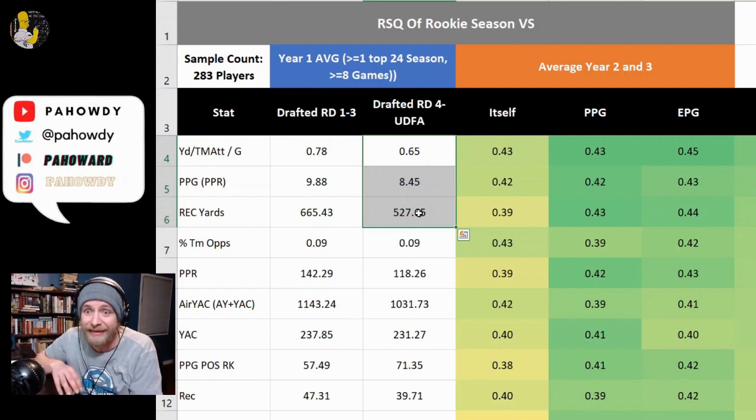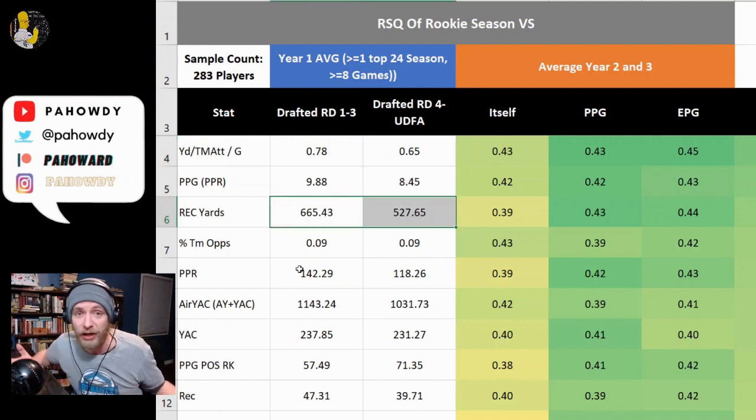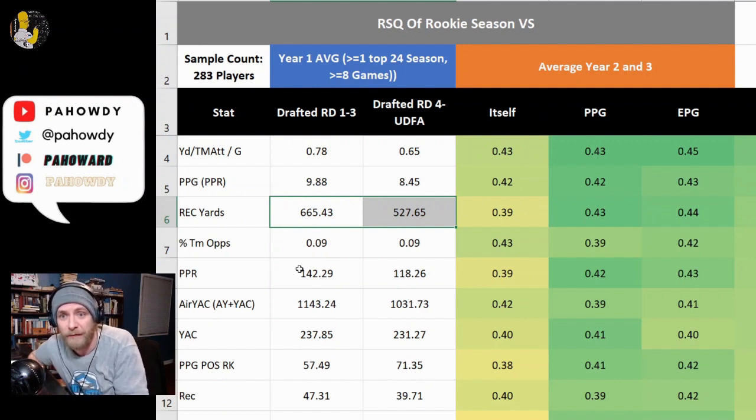Because they're drafted later, they probably have a slightly lower threshold for what is good as a rookie, because they have less draft capital and less opportunity, I guess. And so they have a slightly lower threshold. Now, in raw receiving yards, you can see the difference here is about 100 yards, which still means that players drafted between round 4 and undrafted get a significant number of yards in rookie seasons, apparently, if they're going to have a top 24 season eventually.